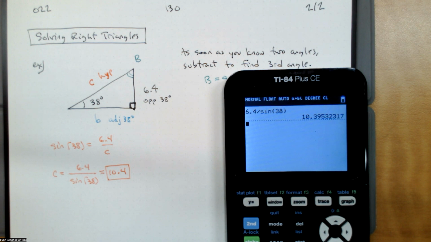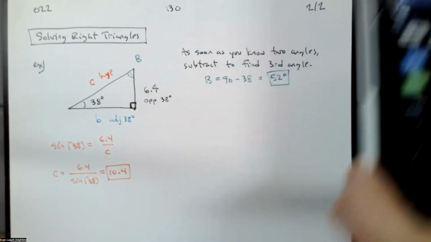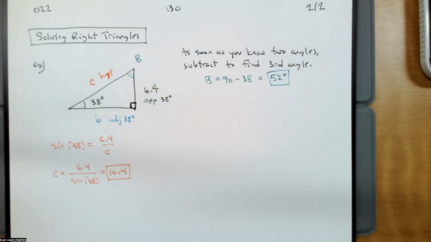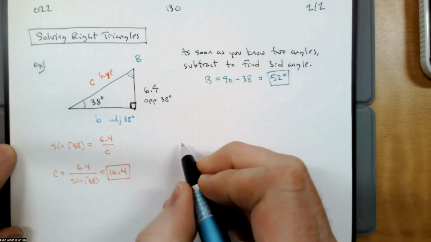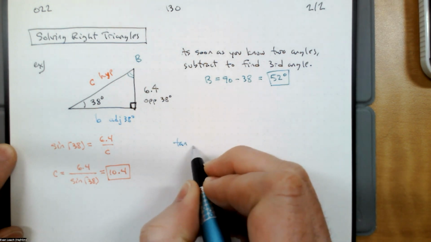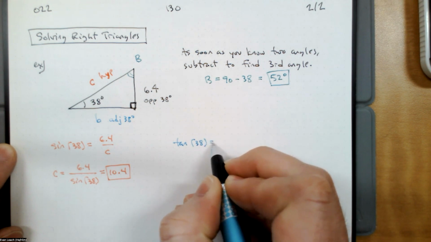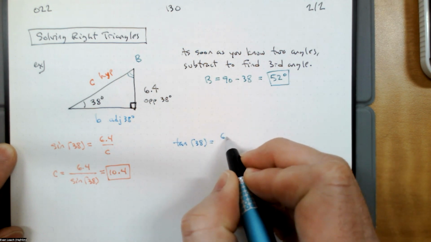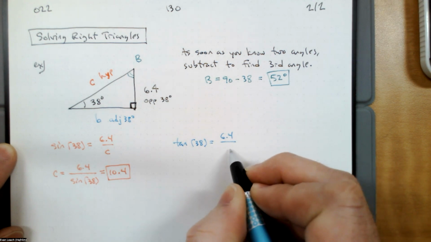But our strategy is going to be take the given information and label it opposite, adjacent, hypotenuse, and say what is opposite involved in sine and tan. The other thing that we noted was that opposite is also involved in tangent. Opposite over adjacent is tangent. So I could set up a tangent equation where tangent is opposite over adjacent.